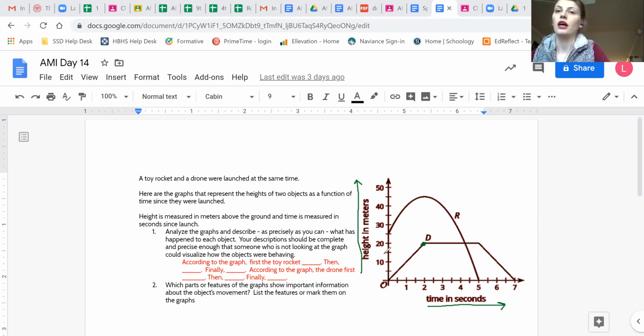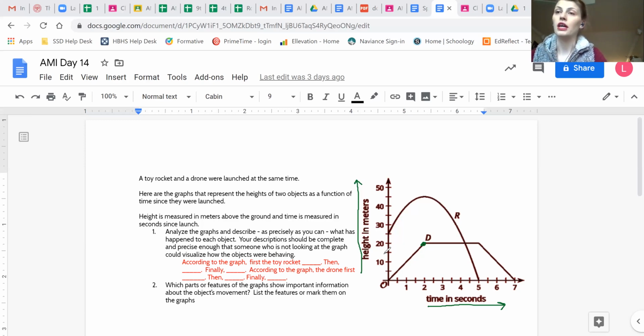This is asking us to do a couple of things. One, analyze the graphs and describe as precisely as you can what happens to each object. Your description should be complete and precise enough that someone who is not looking at the graph could visualize how the objects were behaving. So as you're describing these graphs, don't just describe them using mathematical terms, but describe them in terms of the rocket or in terms of the drone. So say exactly what's happening to the rocket and say exactly what's happening to the drone.